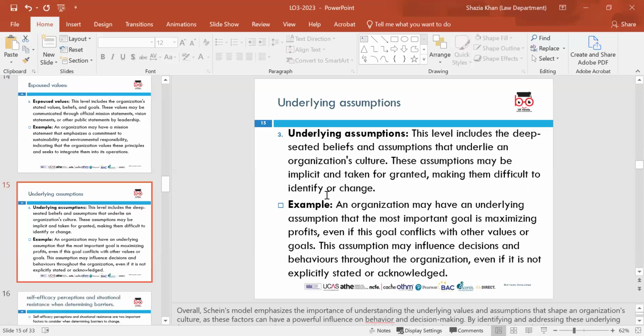And then underlying assumptions are deep-seated beliefs and assumptions that underlie an organization's culture. And here is an example: an organization may have an underlying assumption that the most important goal is maximizing profits, even if this goal conflicts with other values or goals.